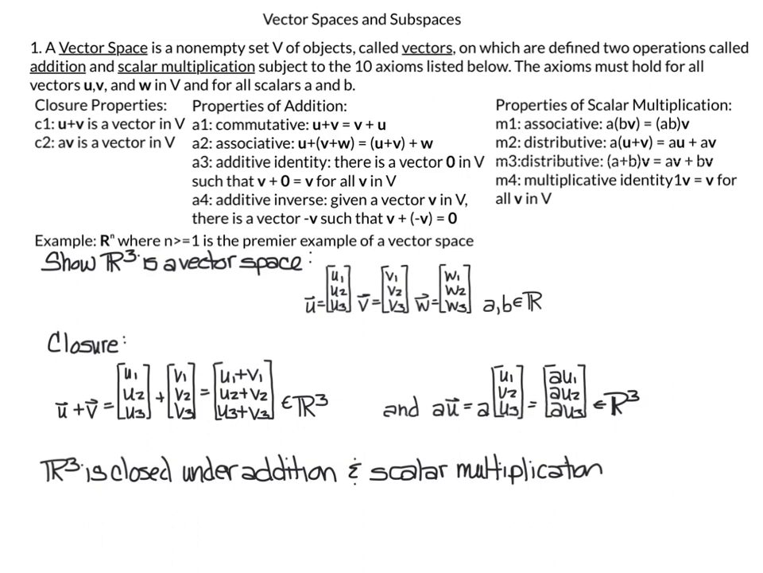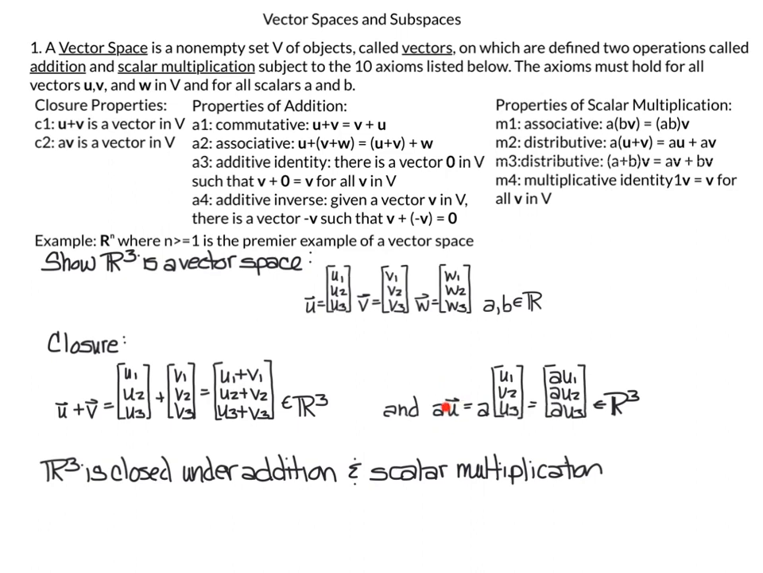Now we can go back to our set R3 and look at closure. If I have two vectors in R3, when I add them, I get back a vector in R3 because of the component by component addition. So in other words, if I'm in R3, there's no way I'm going to get back a vector in R4. For this reason, vector addition is closed.